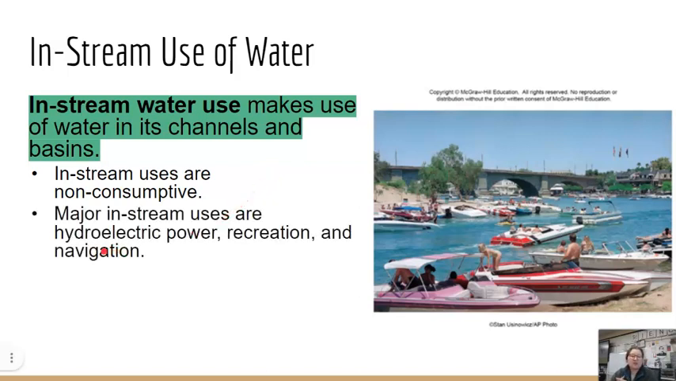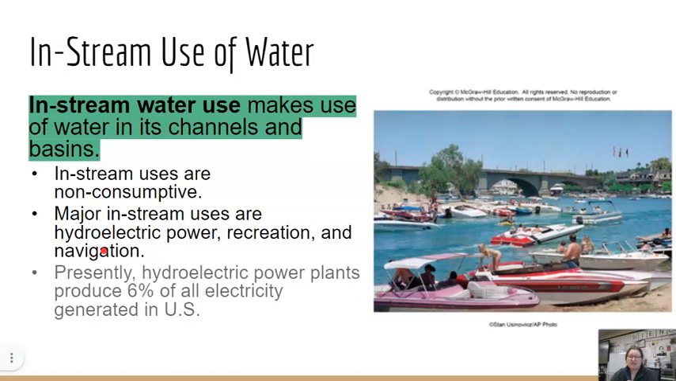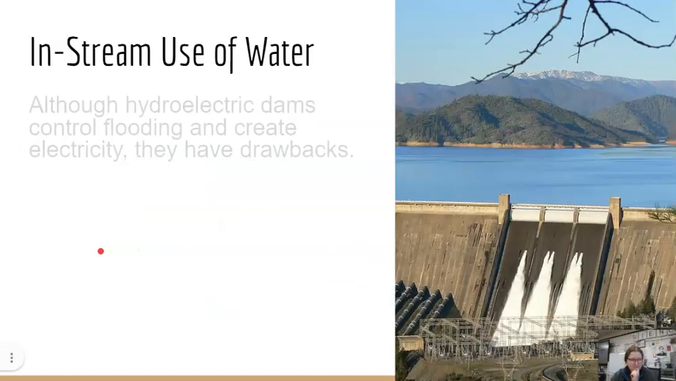So major in-stream uses are hydroelectric power going through dams, recreation, and navigation. And presently, hydroelectric power plants produce 6% of all electricity in the U.S. We talked about the pros and cons of that last semester.